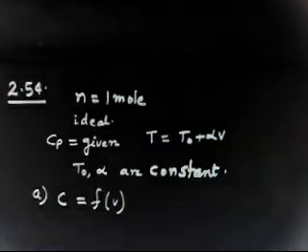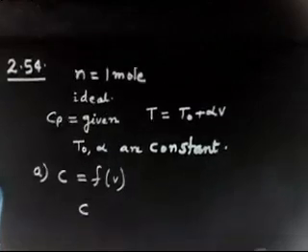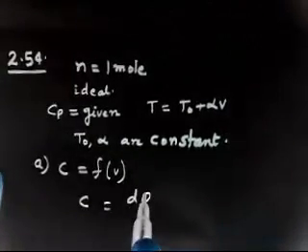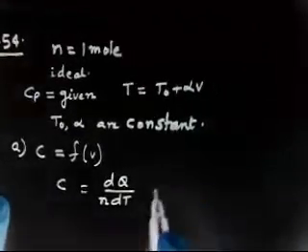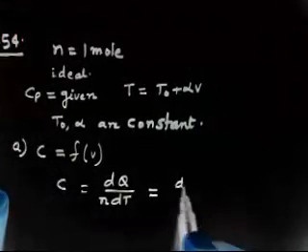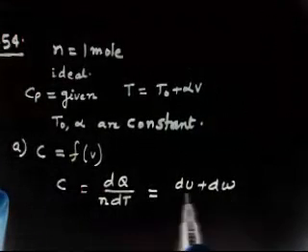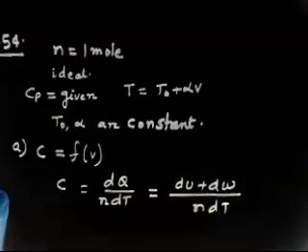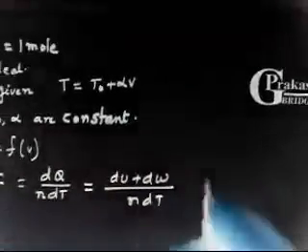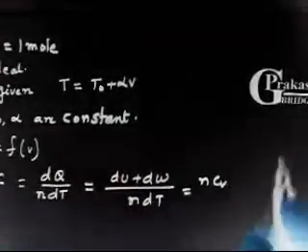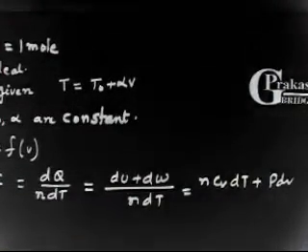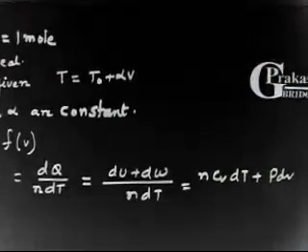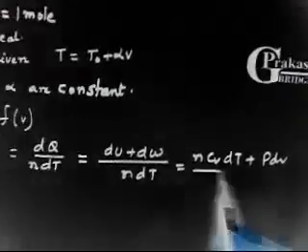Now how will you proceed with this one? We have already derived that heat capacity is given by dQ by dT for 1 mole of gas. So let us divide by n. And dQ is nothing but dU plus dW, divided by n dT. Now everybody knows dU is n Cv dT, and dW is P dV, divided by n dT.